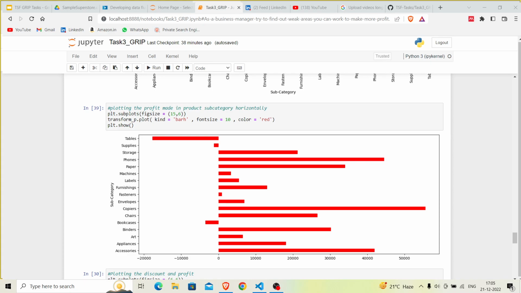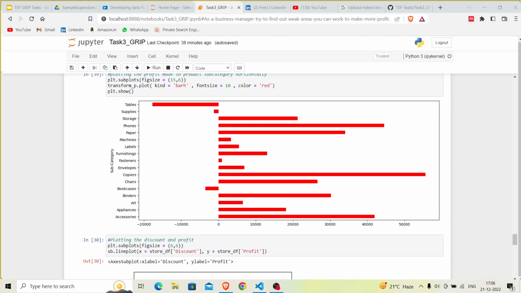Paper is also generating a good amount of profit to the store, but this profit is being negatively affected by the tables. So the store manager must look into the table section, why the tables are generating such a high loss, what is the reason for such a high loss, and try to look into the cause. And also the store manager must focus more on the storage, phones, paper, copiers, envelopes, chairs and accessories and binders, as they are generating good profit.